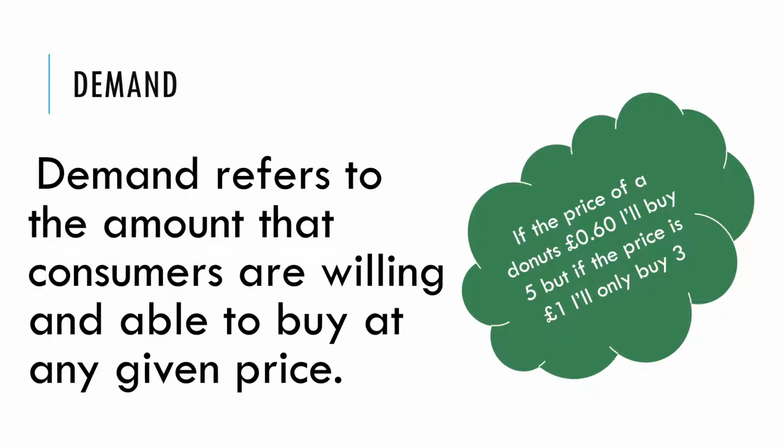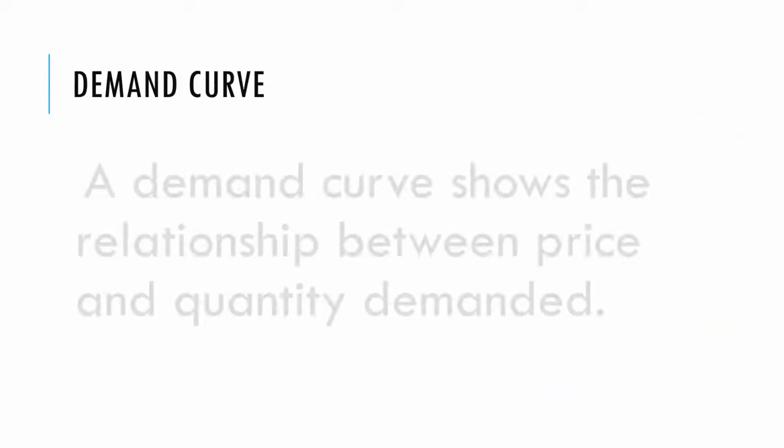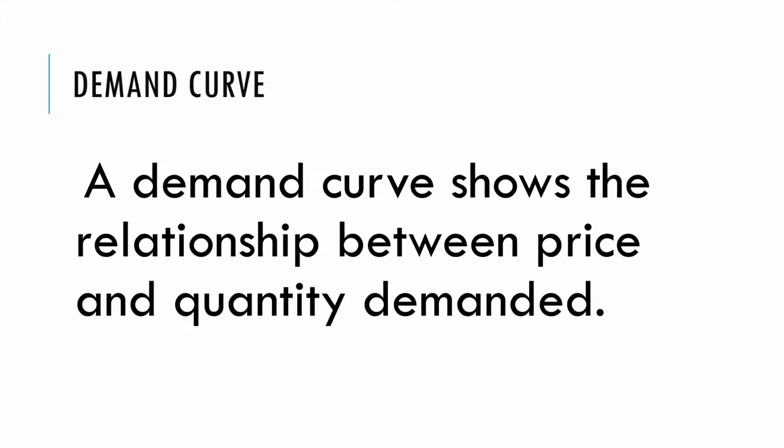So for example, if the price of a donut was 60 pence, I might buy 5. That's how many I'm willing and able to buy. But if the price was £1 per donut, I might be only willing and able to buy 3. And that would be my demand function for donuts. The demand curve is a graphical illustration that shows us that relationship, the relationship between the price of a product and how many of them people want to buy.